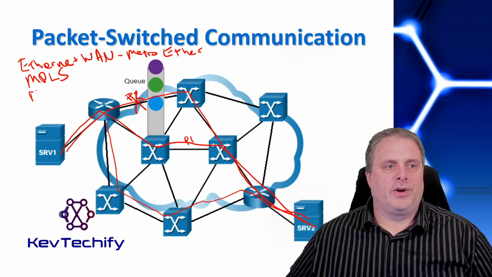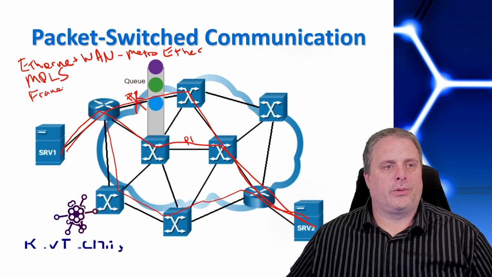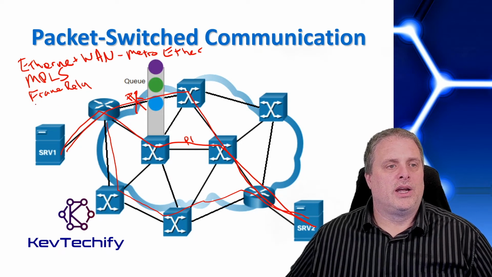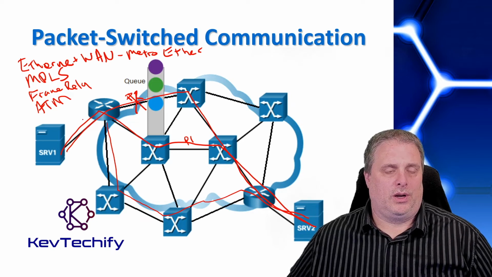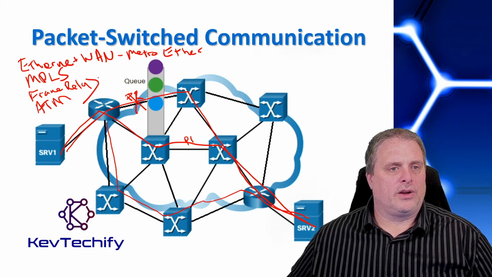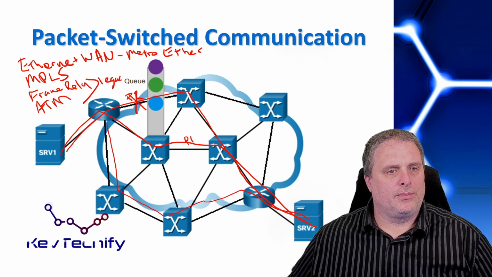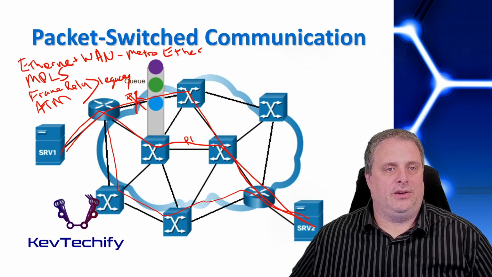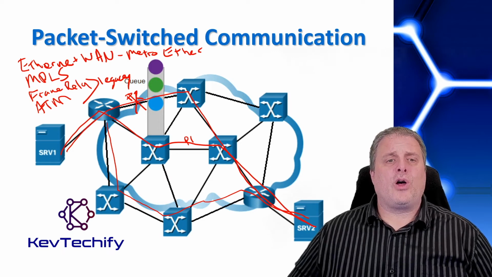We see frame relay, but like we said earlier, this is more legacy. Hopefully don't run into this. And we see ATM, asynchronous transfer mode. These here hopefully are legacy and you don't run into them. If you do, I would look at replacing them with either MPLS or Ethernet. But these are all packet switch.